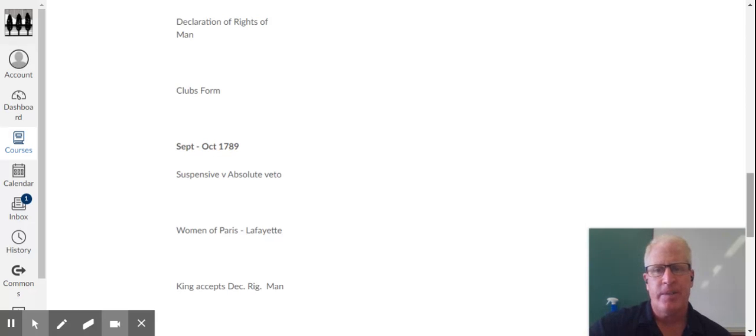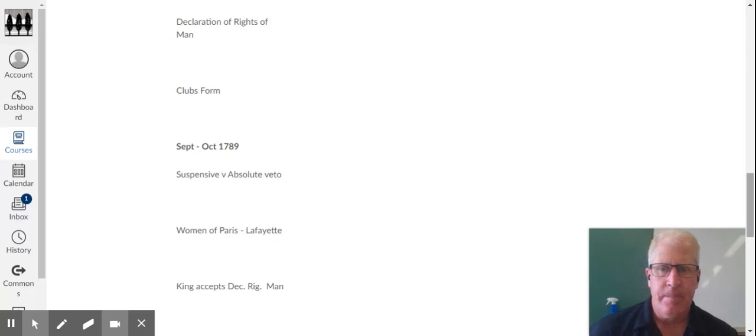And the Declaration of Rights of Man is one of the few things that has kind of remained as a hallmark of the revolution. And it's still kind of looked at as one of the most democratic documents ever produced by Western civilization and all that kind of stuff. And we'll go over that kind of bit by bit in class.